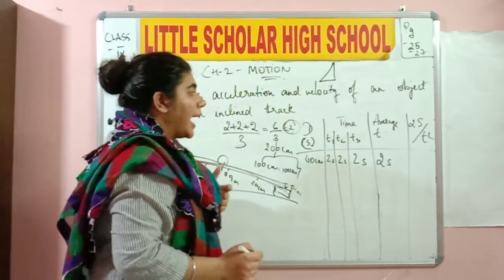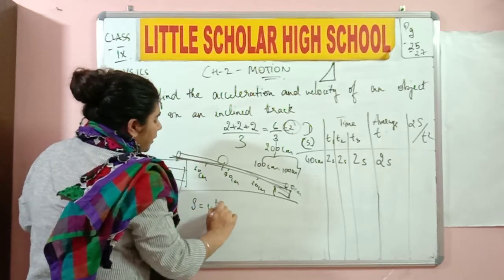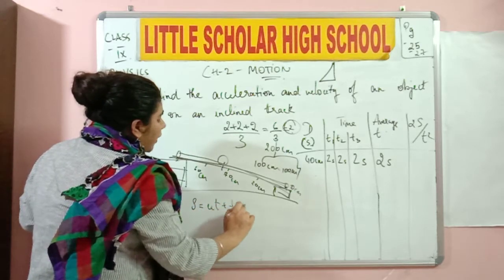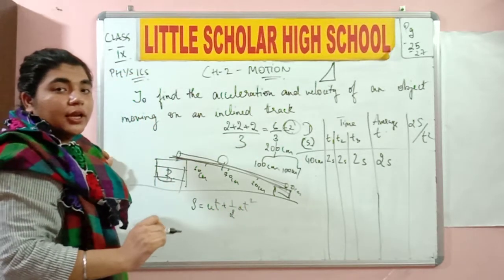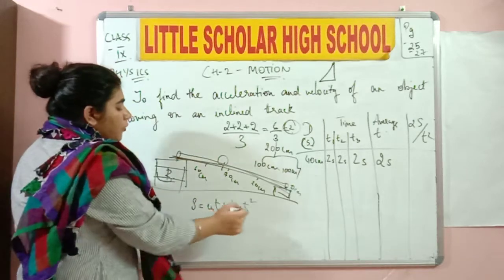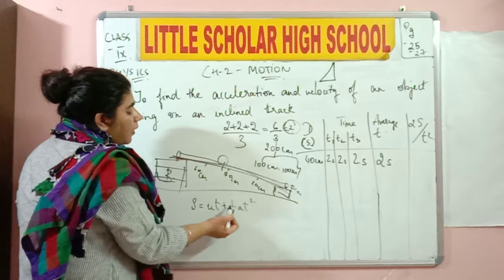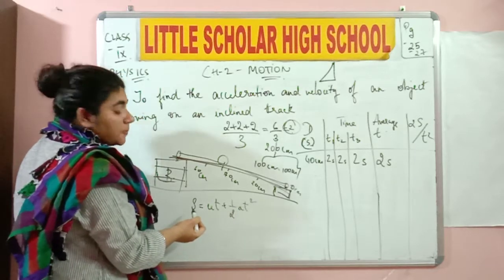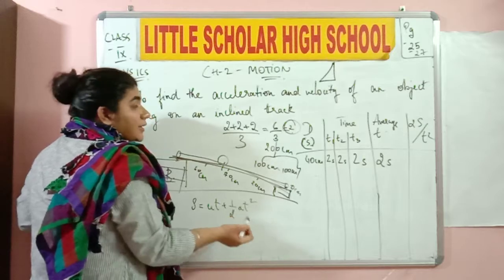You remember we had s is equal to ut plus half at square. This was one of the formulas that we were studying in equations of motion, in the previous video class. Please refer to the previous video for this particular equation. s is equal to ut plus half at square. s stands for displacement, u is the initial velocity, t is the time taken, and a is the acceleration.